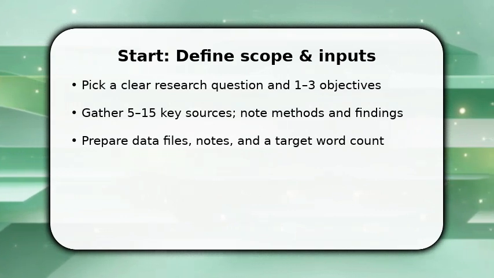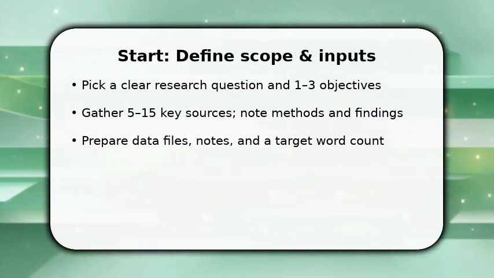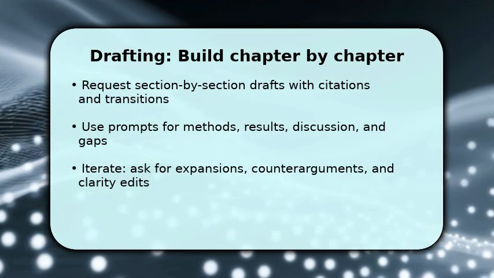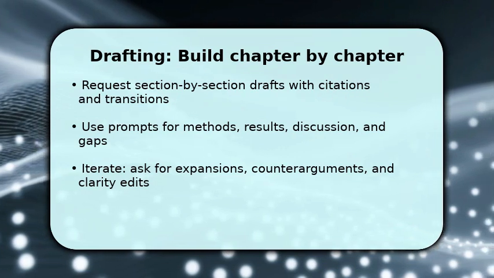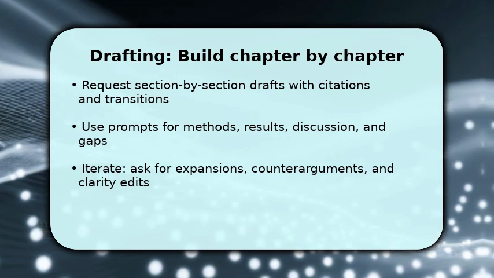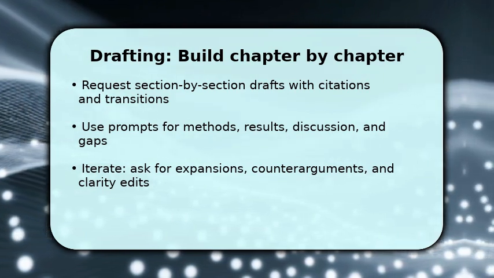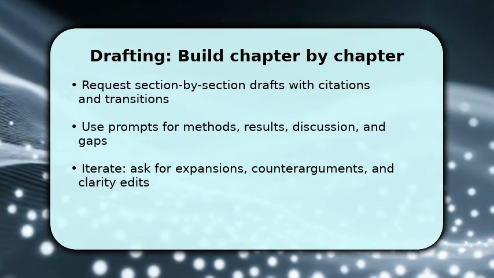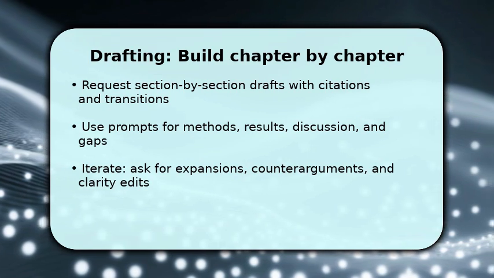This first step turns vague ambition into a mapped plan and gives ChatGPT the concrete inputs it needs to generate focused drafts. Now you work iteratively. Prompt ChatGPT to draft one chapter or subsection at a time, starting with methods or literature review depending on which you can verify fastest. Ask for clear topic sentences, supporting evidence from your sources, and explicit transitions.